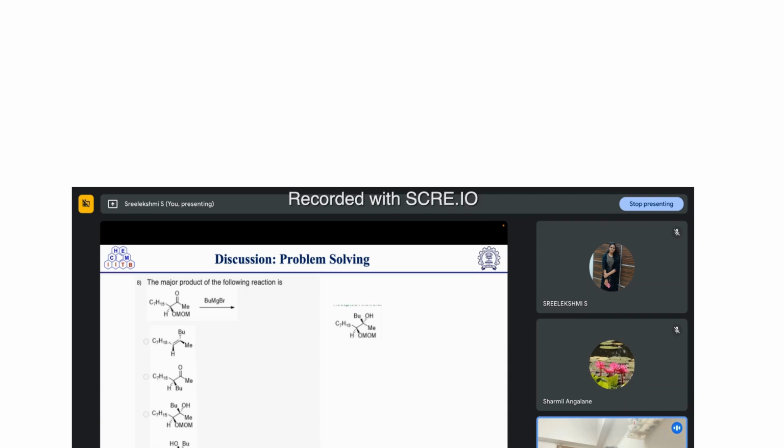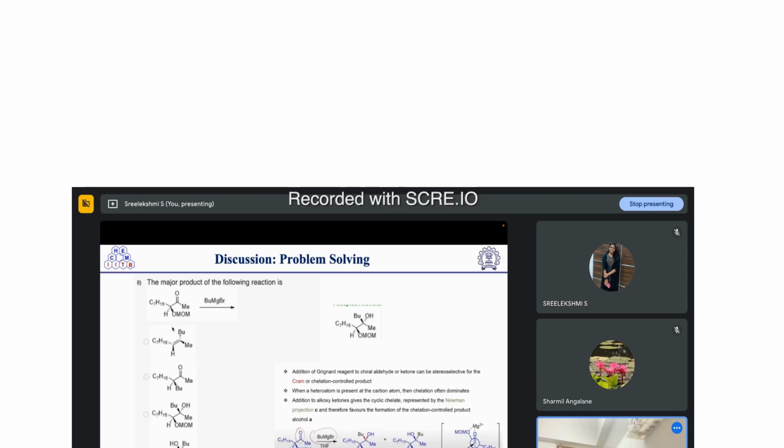So here the correct answer is option C. So here what is happening is that since there is already a heteroatom present here, that is this OMOM group, here what will happen is that it can undergo chelation. So here I have already added that. Addition of Grignard reagent to chiral aldehyde or ketone can be stereoselective for the Cram or chelation control product. So when a heteroatom is present, which is already present here in the OMOM group, chelation often dominates.